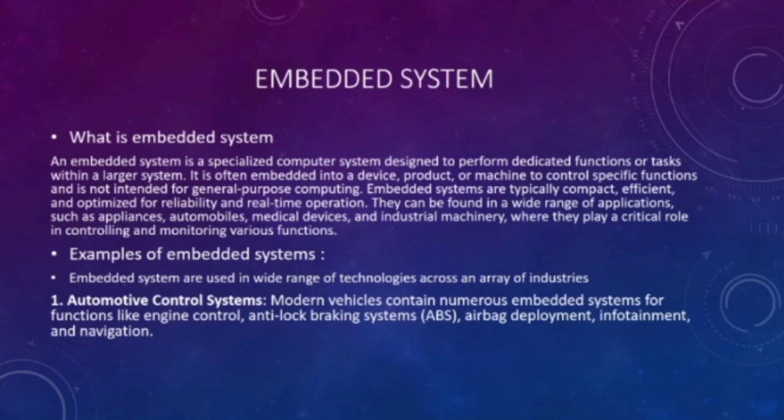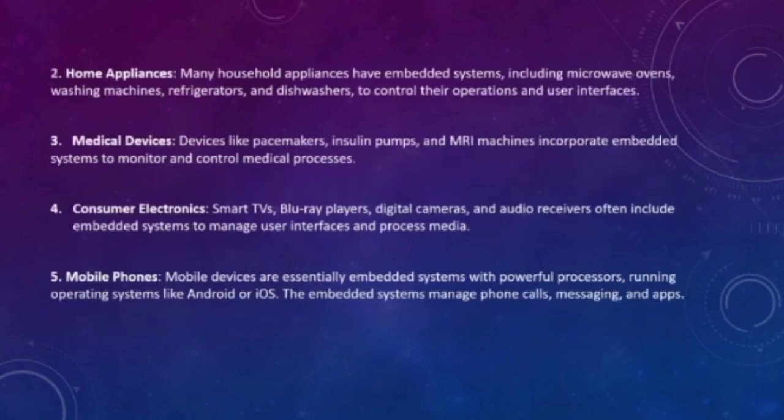Examples of embedded systems are used in a wide range of technologies across an array of industries. Automotive control systems. Modern vehicles contain a number of embedded systems for functions like engine control, anti-lock braking system, airbag deployment, navigation, etc. Next, home appliances. Home appliances have embedded systems, including microwave ovens, washing machines, refrigerators, and dishwashers, to control their operations and user interface. Medical devices.